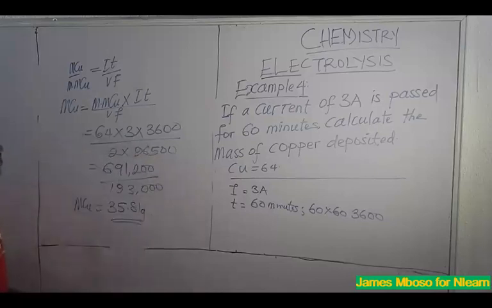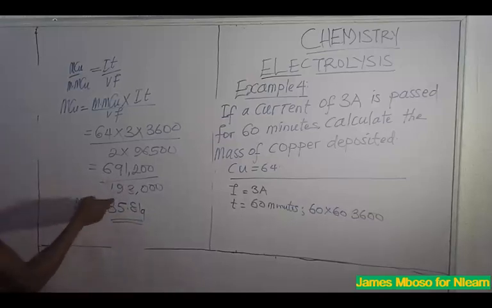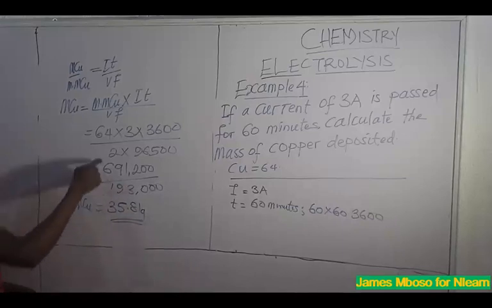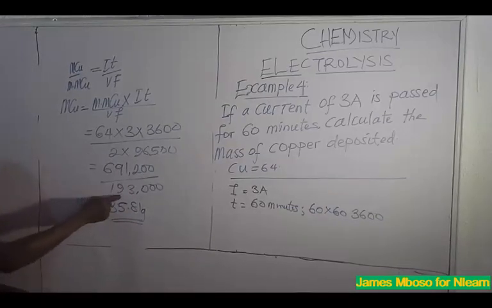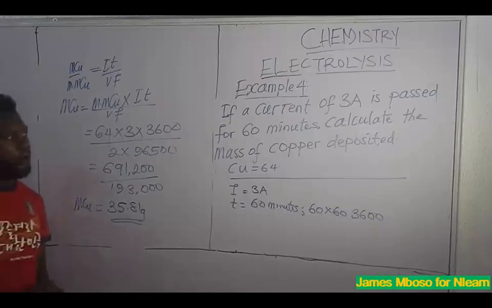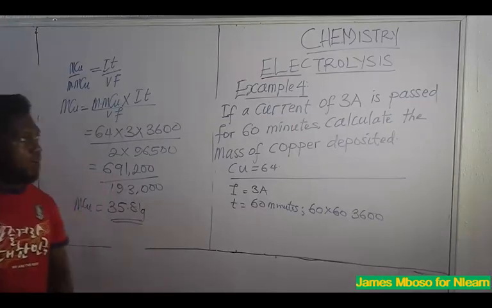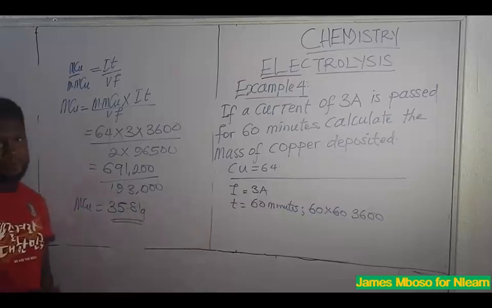The valency of copper here is 2, and the Faraday constant is 96500 coulomb of electricity. When you multiply the numerator, you obtain this value 691,200. Now when you multiply the denominator value, you have 193,000. Now when you divide, you obtain 35.81 grams as the mass of copper deposited during the electrolysis involving 3 amperes of current flowing for 60 minutes.